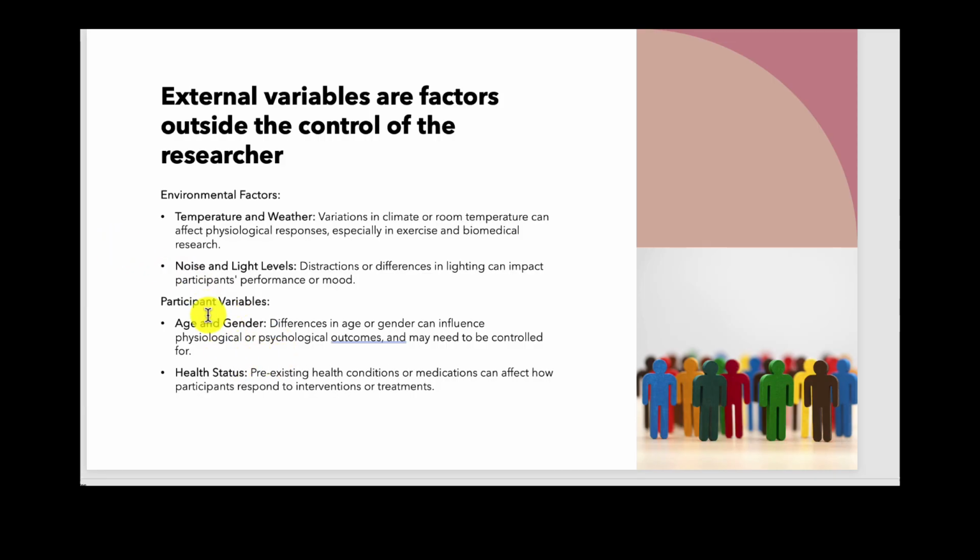So maybe in this study I say, okay, I'm going to set my controls where I'm only looking at men between the ages of 18 and 25. That is a homogeneous group physiologically, and that is all I'm going to study and measure. Therefore, I set controls to eliminate those outside variables that might want to influence my data.